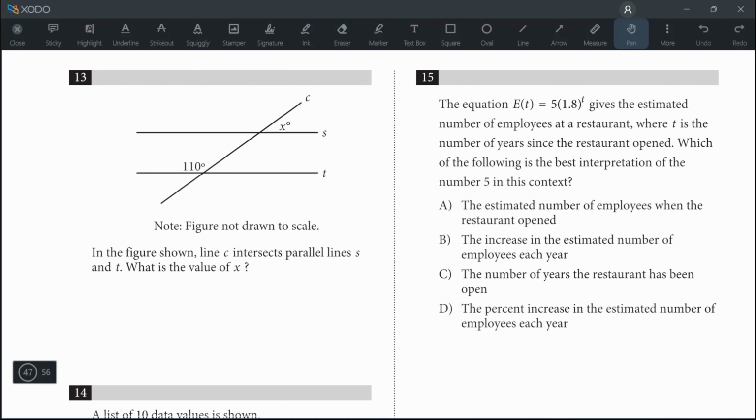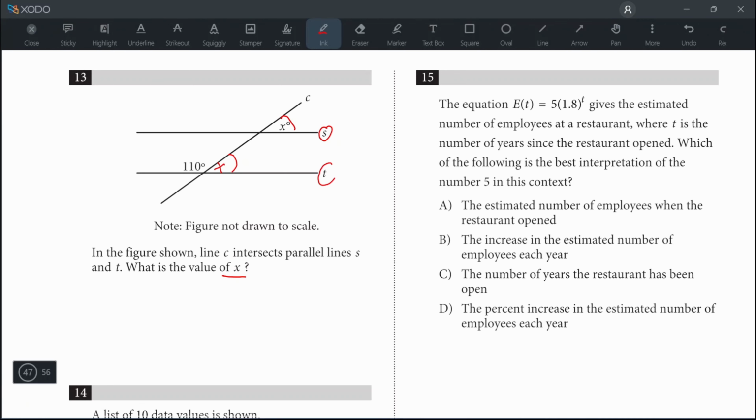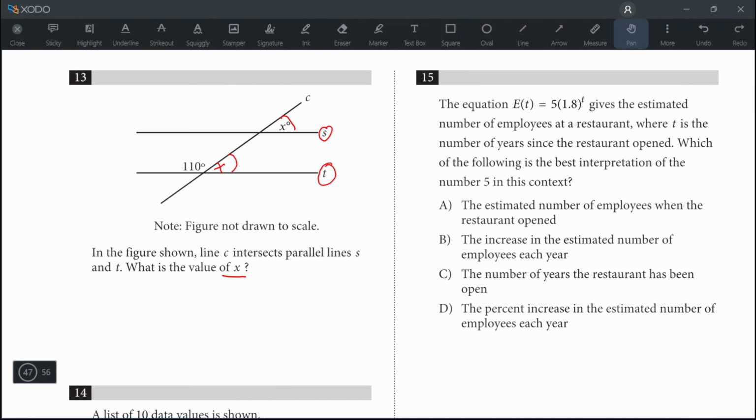In the figure shown, line C intersects parallel lines S and T. What is the value of x? First thing you should notice is that this angle here is equal to x as well, because these two angles are corresponding angles, and corresponding angles are congruent because of the definition of parallel lines intersected by a transversal. Because S and T are parallel lines and C is a transversal that intersects these two parallel lines, these two angles here are congruent.